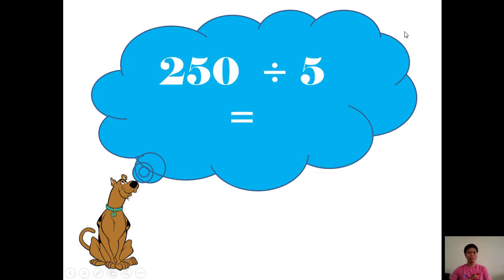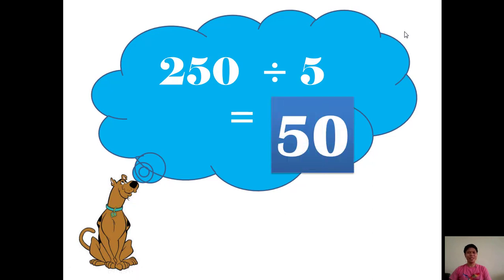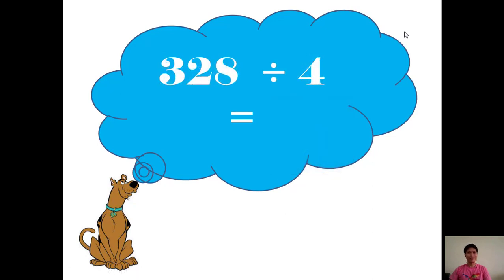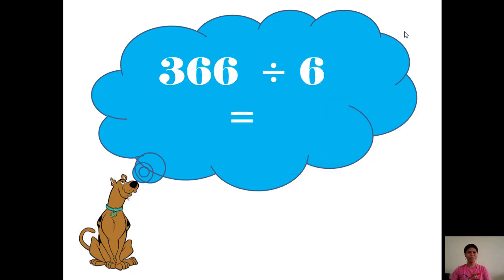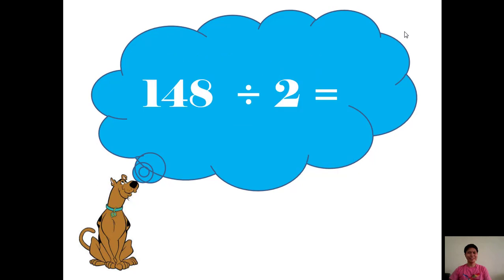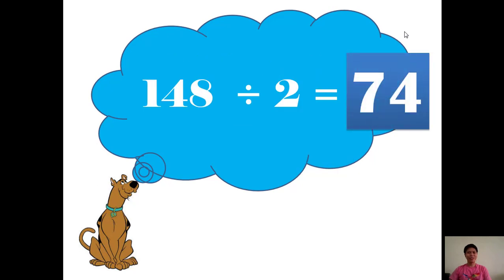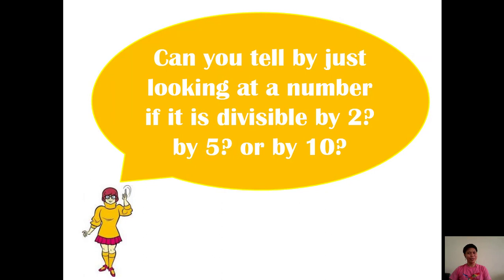Second one. Okay, 50. 82, 61, 74. Good. Can you tell by just looking at a number if it is divisible by 2, 5, and by 10?